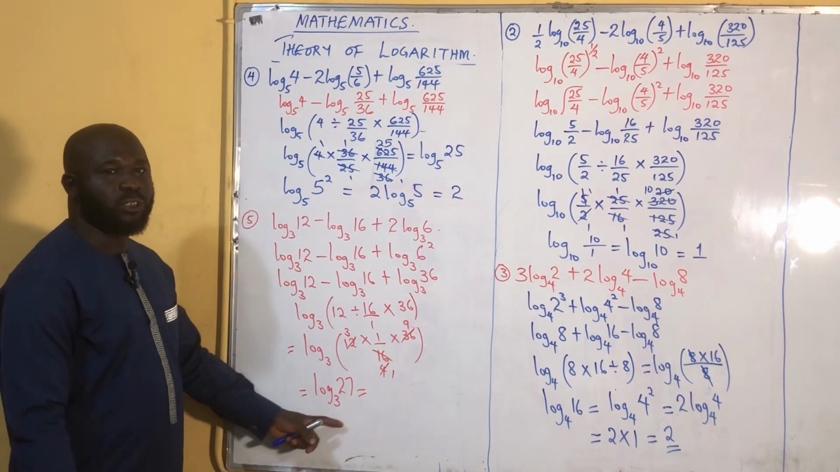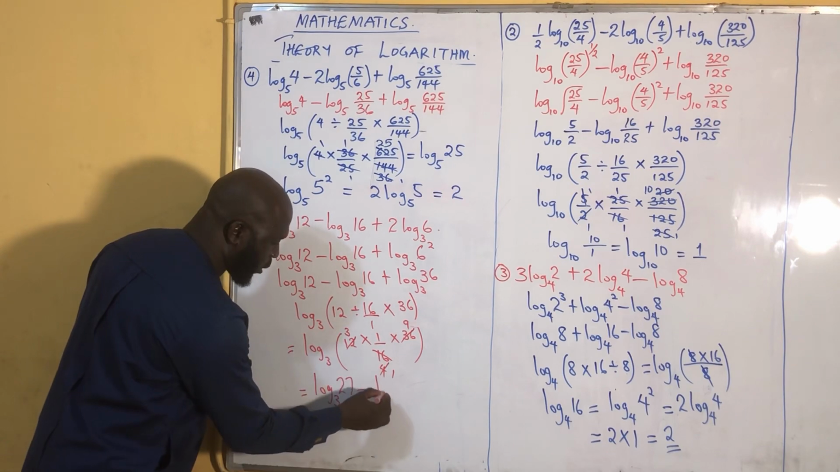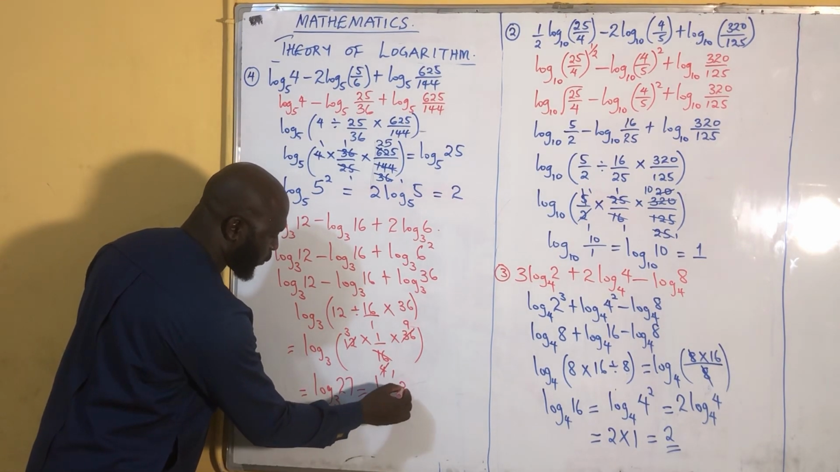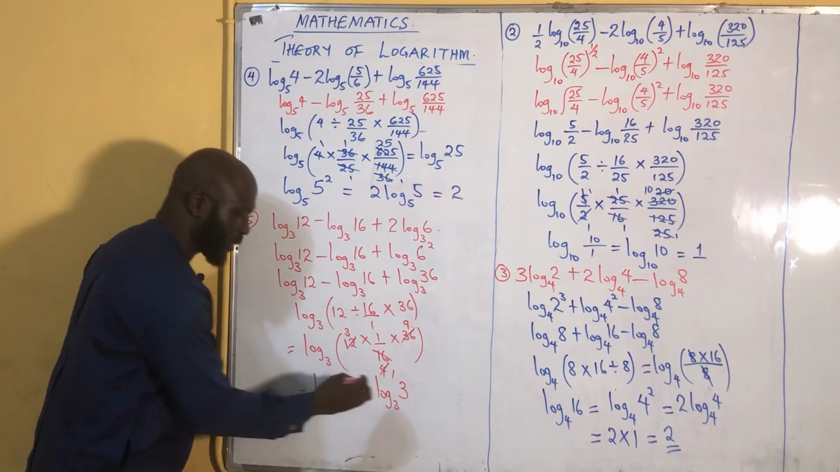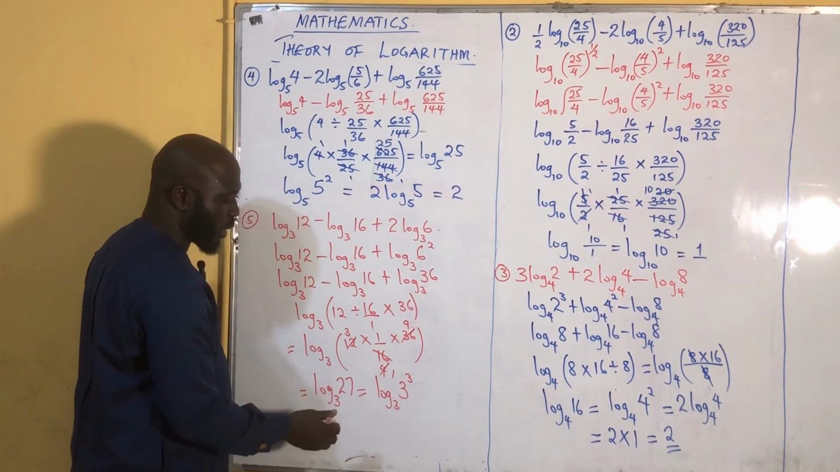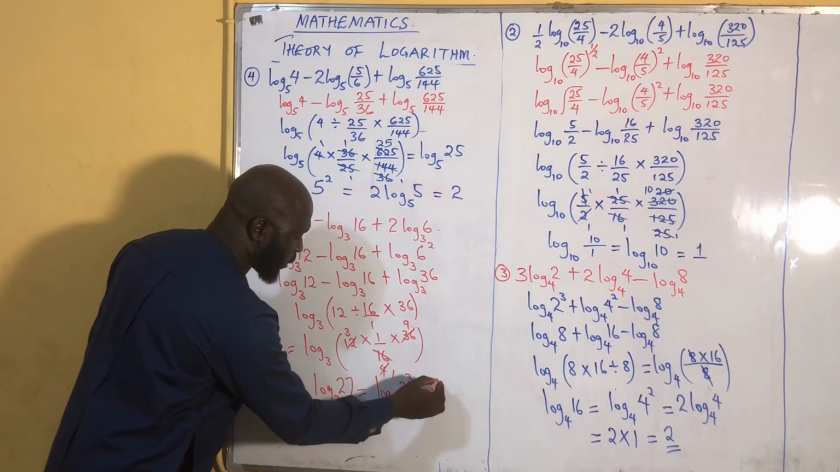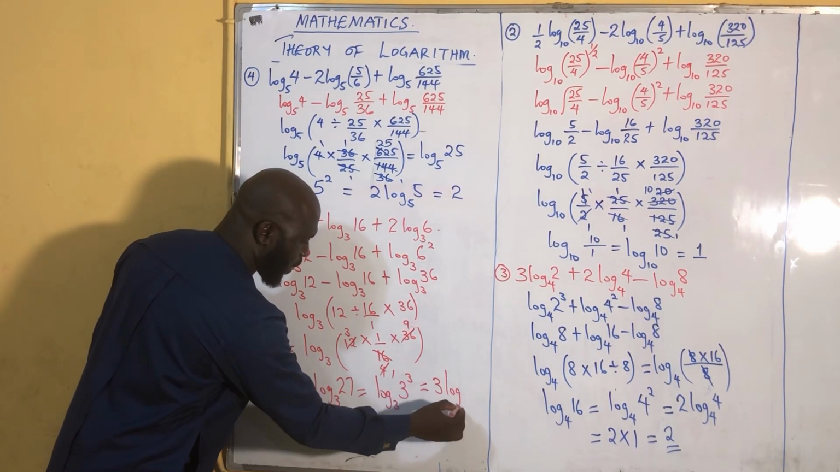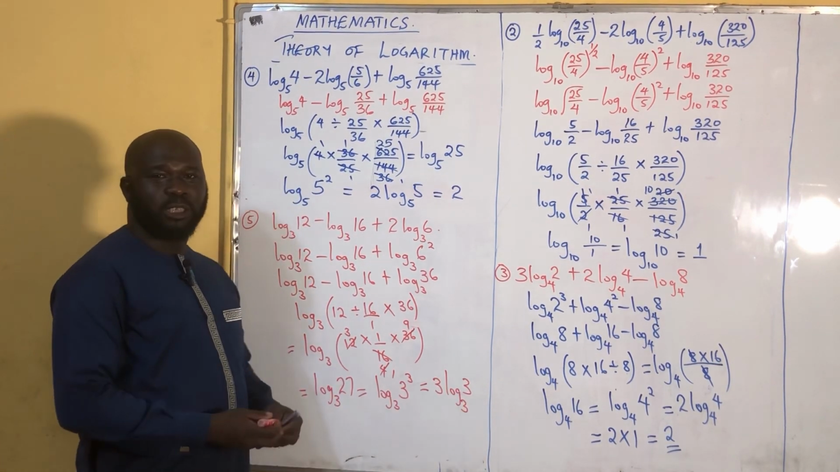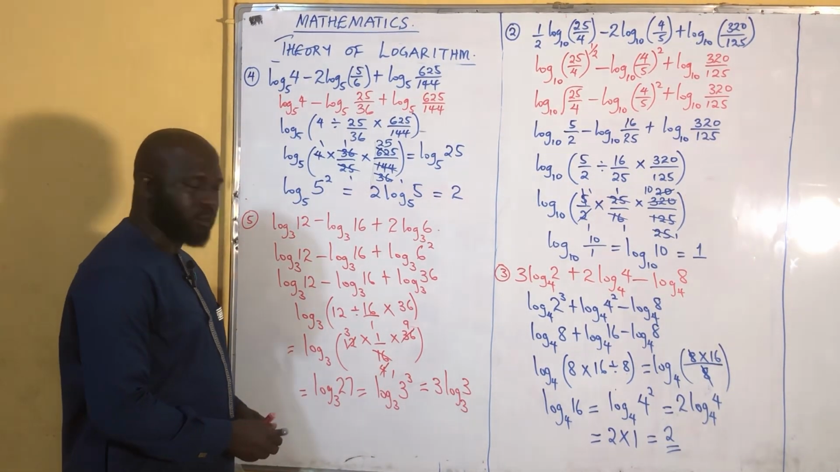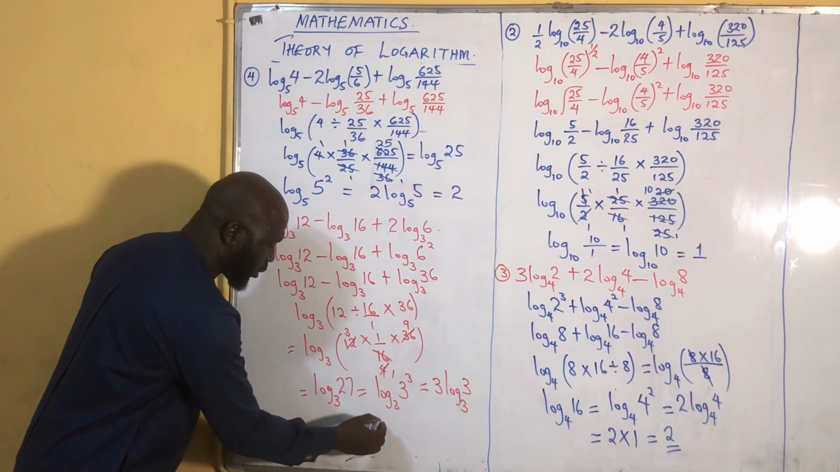So we want to rewrite 27 to the base of 3. And that will be logarithm in base 3 of 3 raised to power what? 3 times 3, 9. 9 times 3, 27, which is raised to power 3. Don't forget that the 3 will come down, giving us 3 logarithm in base 3 of 3. And logarithm in base 3 of 3 is the same thing as what? 1. And that will lead us to the final answer, which is what? 3.